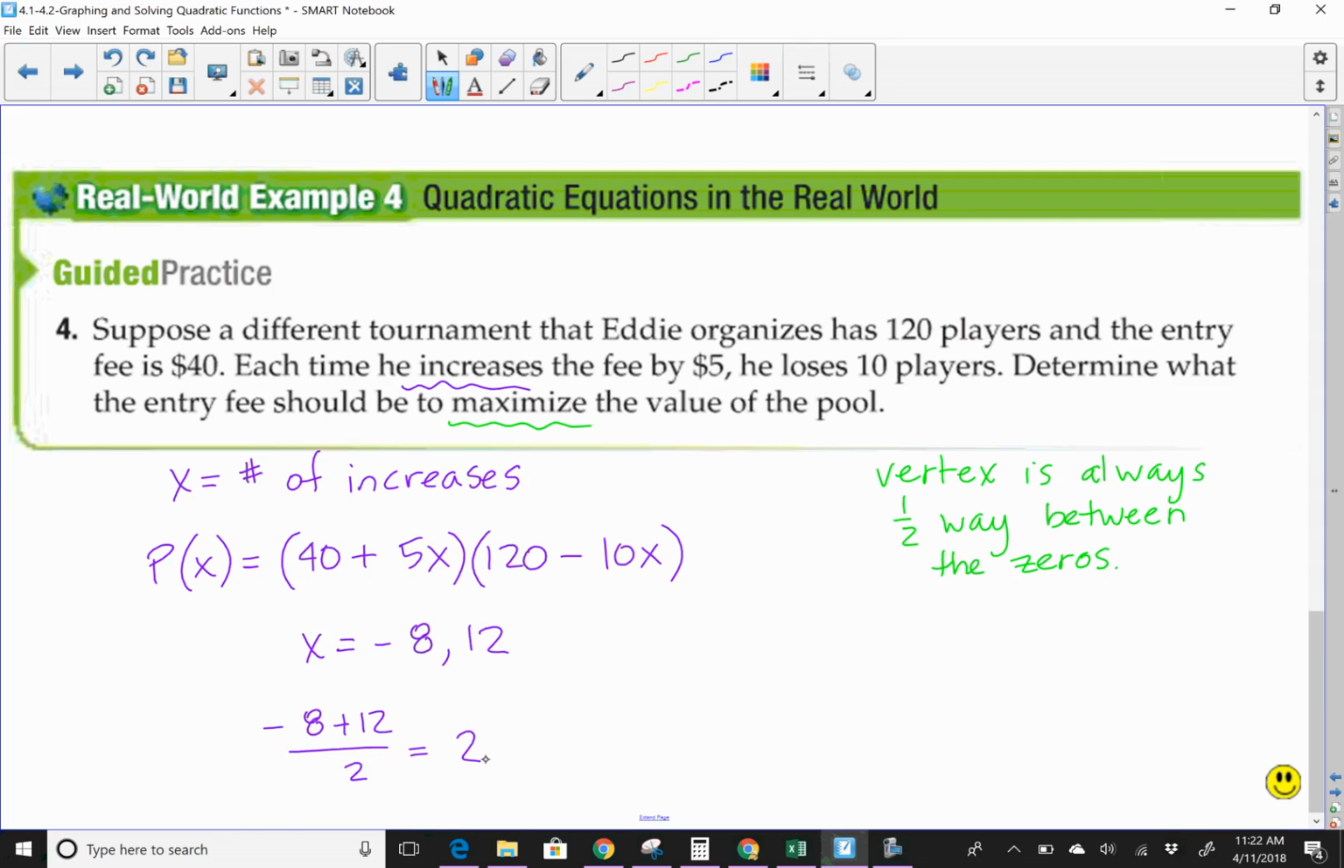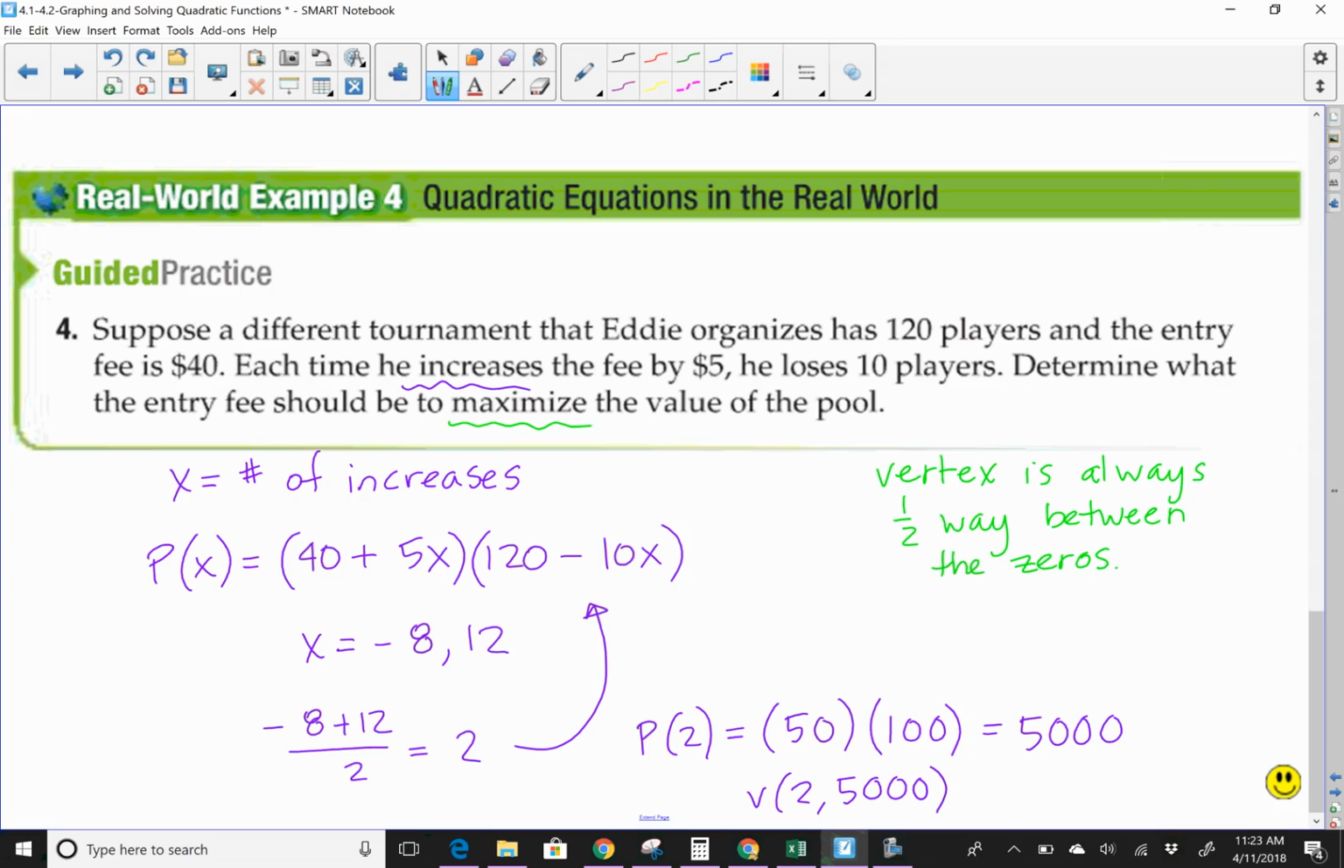All right, and how would I find out what the y coordinate is, which is going to be my value? I've got to plug that back into that equation. So I'm looking for p of 2, and p of 2 is going to give me 40 plus 10, and then 120 minus 20, which is 100. And that, of course, is 5,000. So what should the entry fee be to maximize the value? Your maximum point, the vertex of this parabola, is at 5,000.